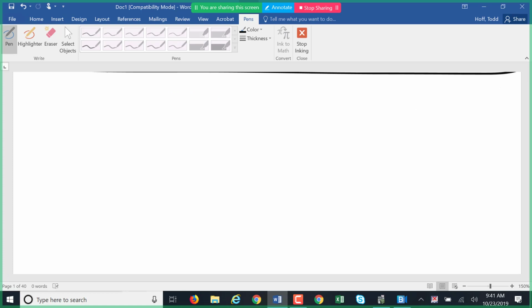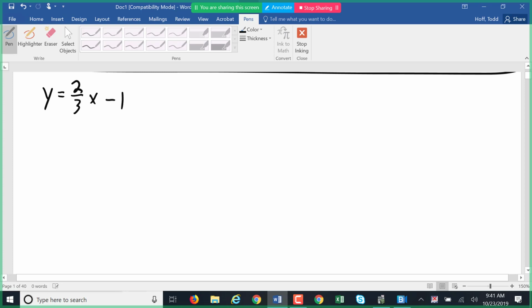For right now, today's topic is kind of a big one, so I want to jump right into it. If you recall, we had equations like this. y equals 2/3 x minus 1, and y equals negative 1/2 x plus, what do I want to do there? Let's go 6.